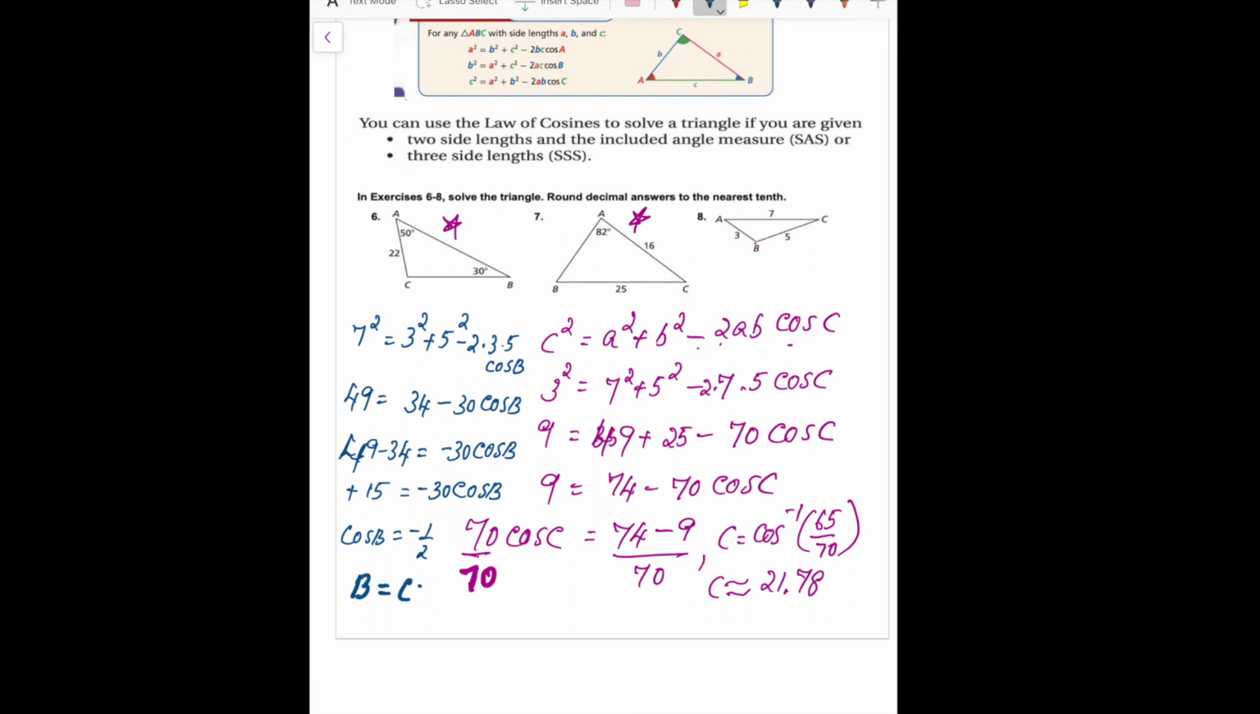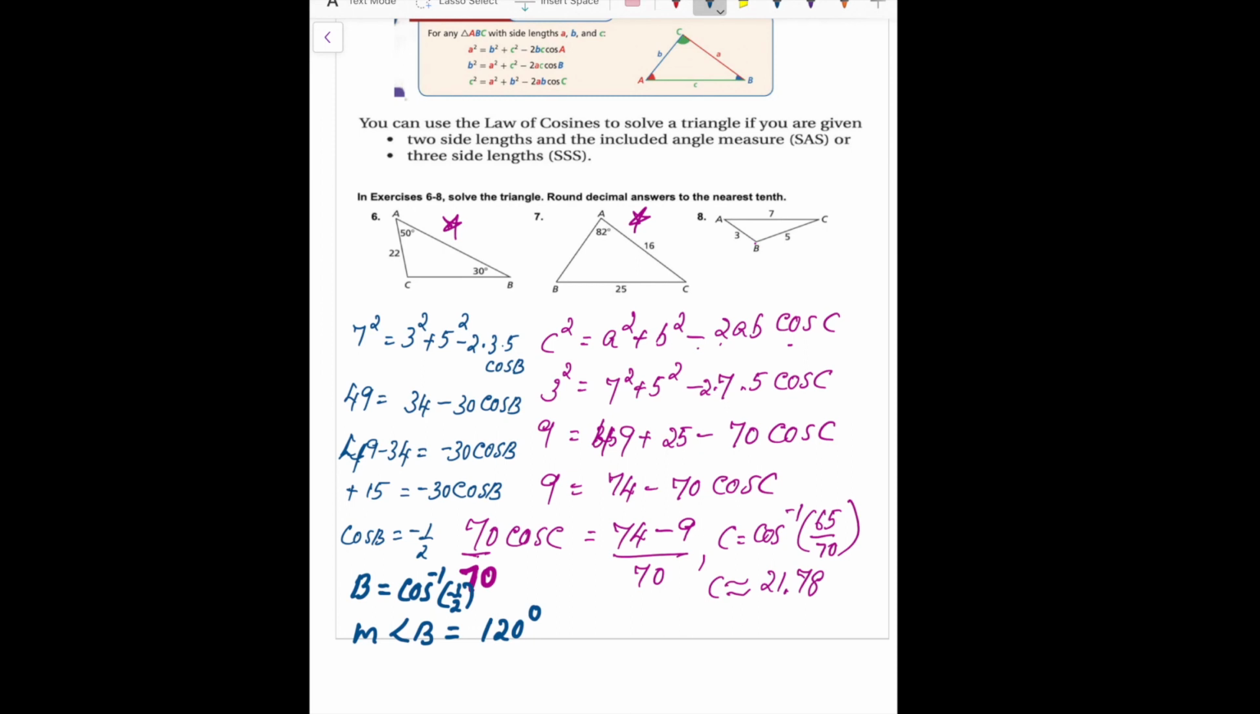So B is equal to cosine inverse of negative 1/2. So if you plug that into the calculator, you will get measurement of angle B is equal to 120 degrees.